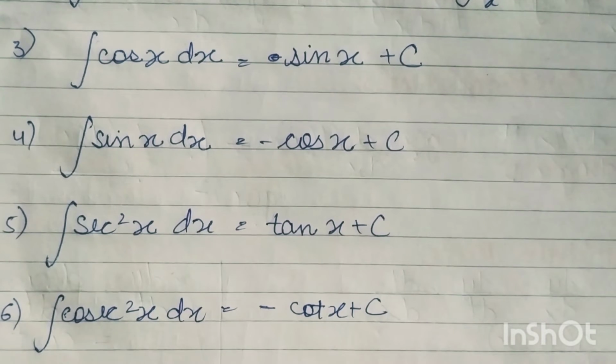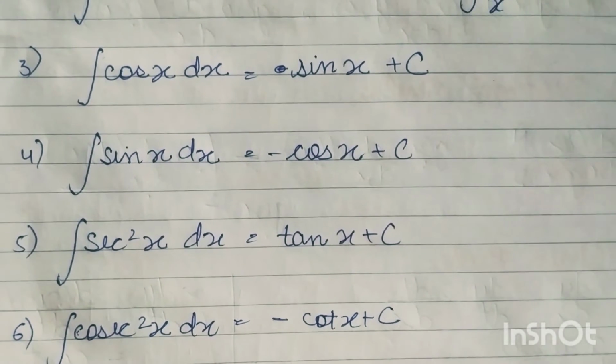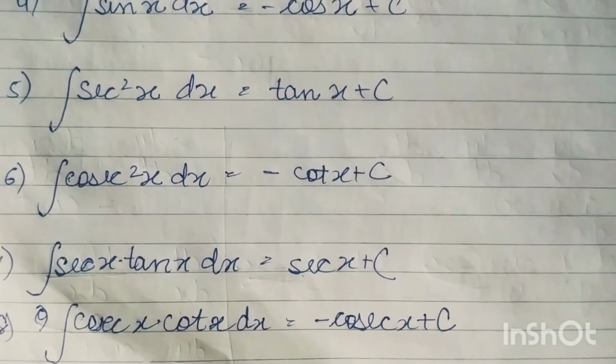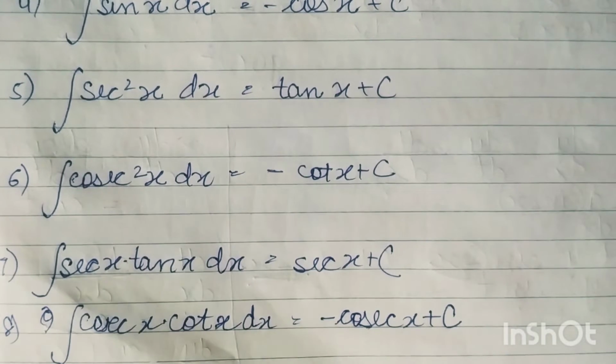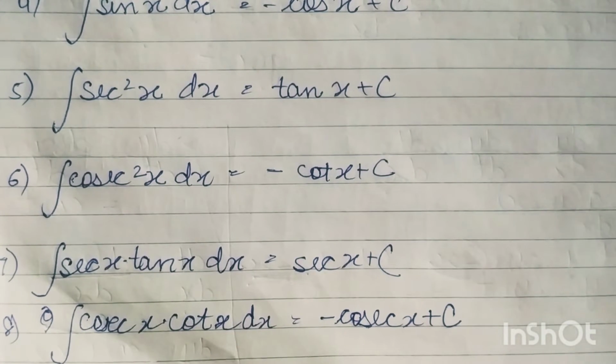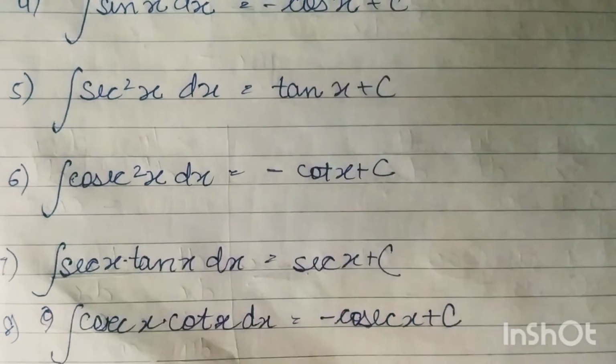Integration of sec square x is tan x plus c. Remember, differentiation of tan x is sec square x. Next, integration of cosec square x is minus cot x plus a constant. Then next, integration of sec x tan x is sec x. Remember, from differentiation, they are just reverse of each other, so you can correlate them while remembering the formulae. And the last trigonometric function, we have cosec x cot x, whose integration is minus cosec x plus a constant.